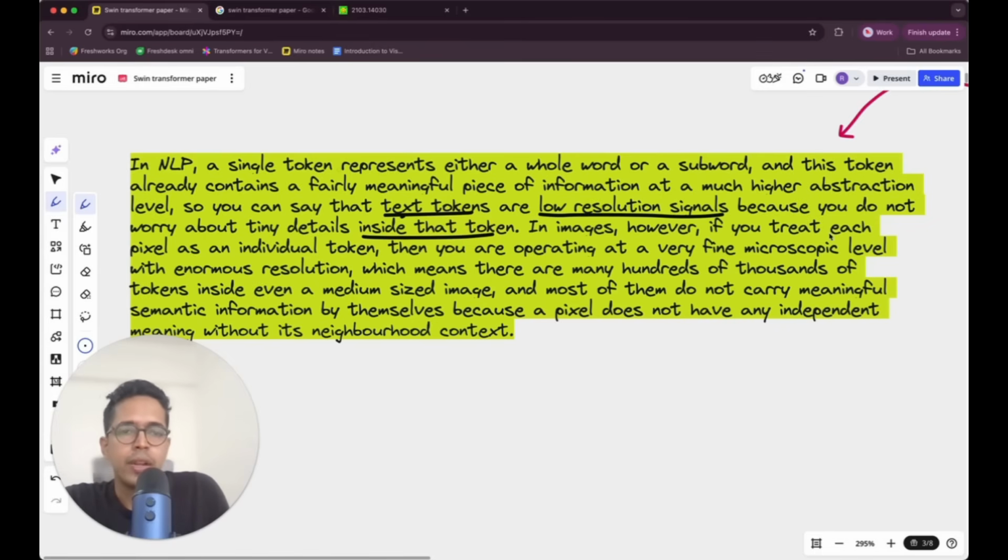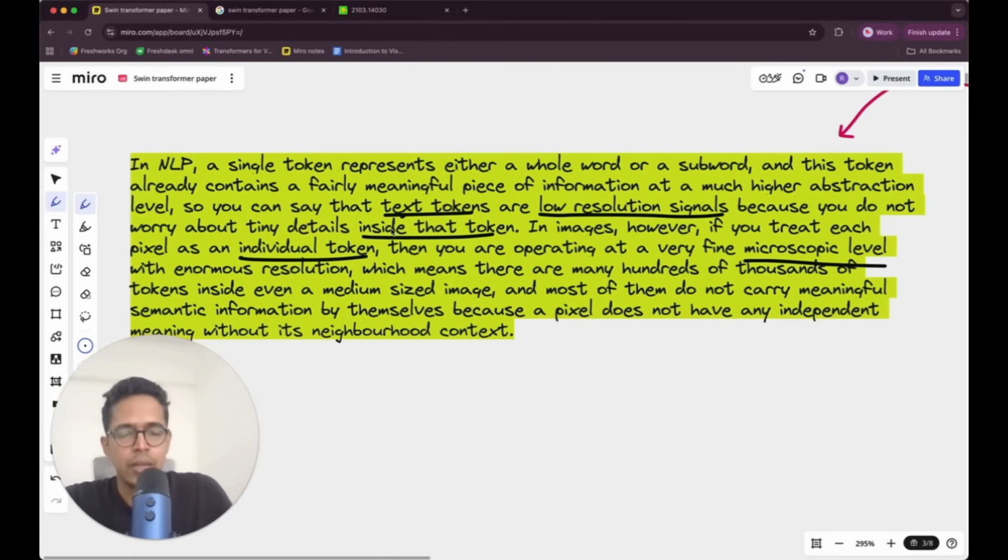In images, however, if you treat each pixel as an individual token, just like how you may treat one word as an individual token in the text, then you are operating at a very fine microscopic level with enormous resolution. You are zooming into an image a lot. If you are only looking at one pixel, you will basically see nothing. You're overly zoomed in to make any meaningful sense, but it's because the image has a much higher resolution.